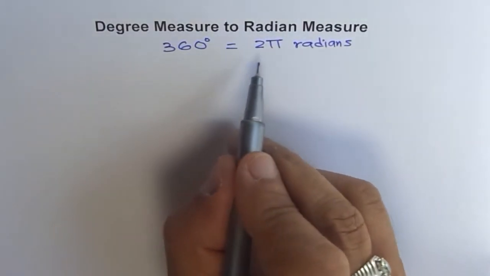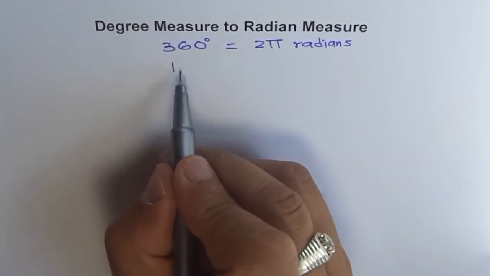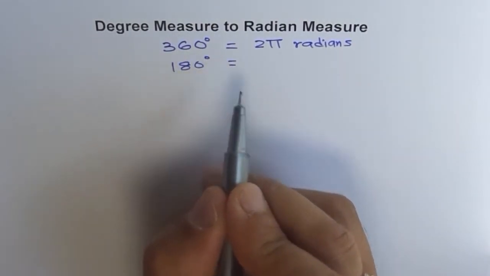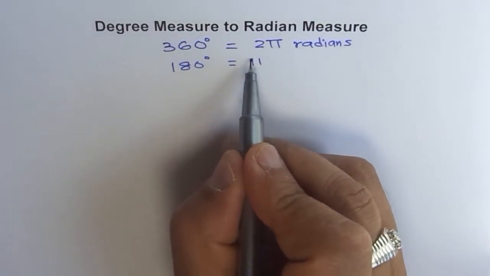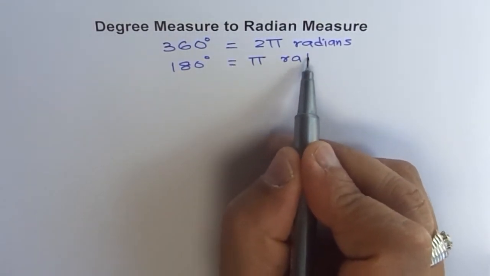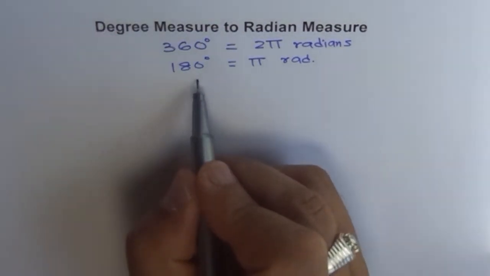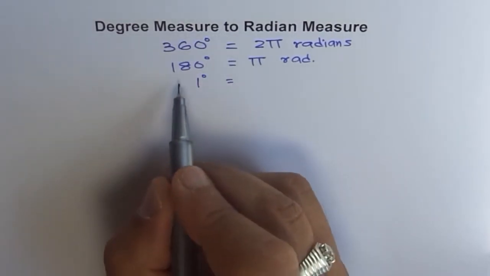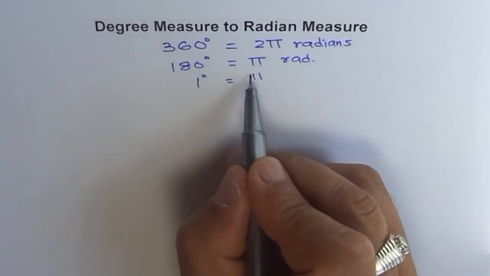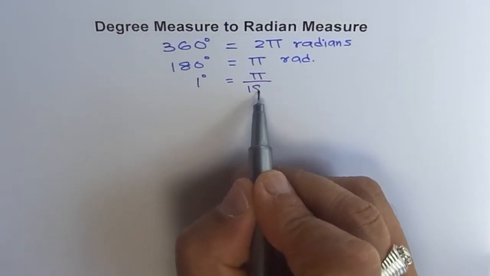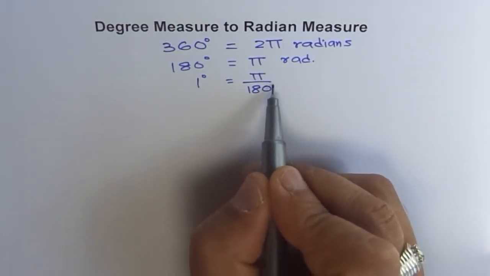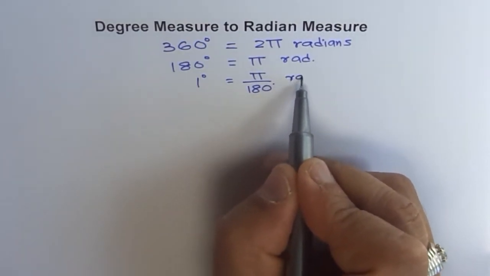Now, if I divide by 2 on both sides, I get 180 degrees is equal to pi radians. Is that okay? Let me write radians as RAD. Now, 1 degree is how much? To get 1 degree, I should divide by 180. So I get pi over 180 radians.